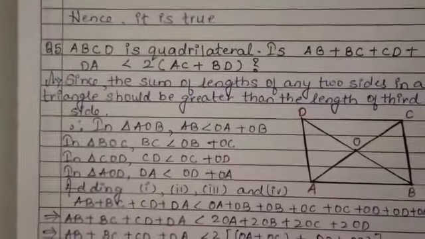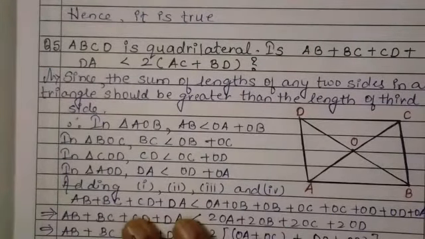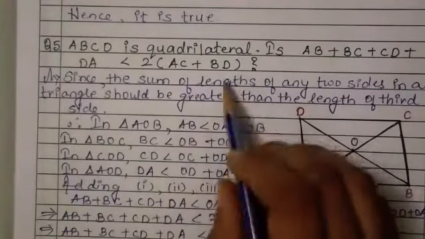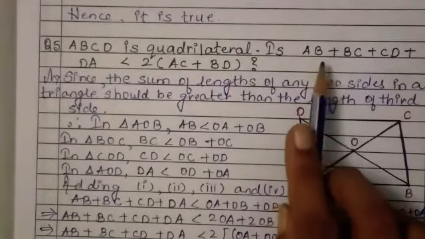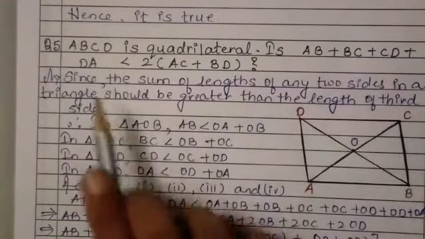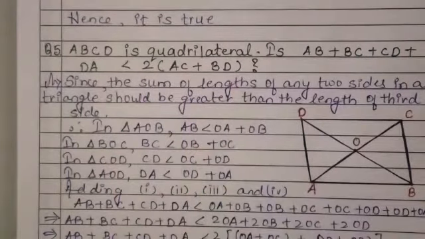Let's move on to the next question. Okay, this question is similar to question number 4. We are provided with a quadrilateral and we need to see whether the sum of AB, BC, CD and DA is less than twice of AC and BD or not.